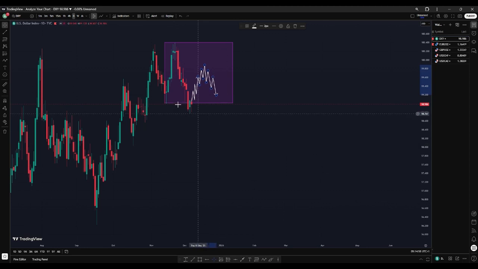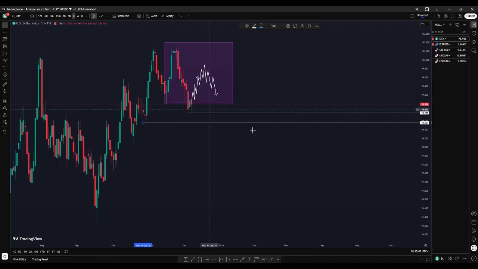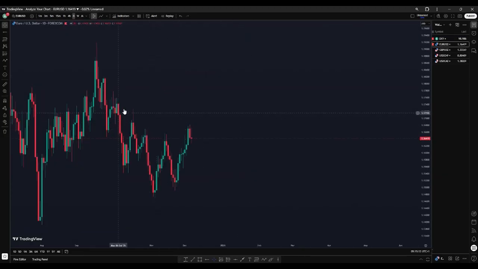Now, if this is my setup, where are my targets? The first target is going to be this low. Then probably the second target is going to be this low nearby. So with that in mind, if you transition to Euro USD, we are going to see the opposite of this analysis on the Euro USD.